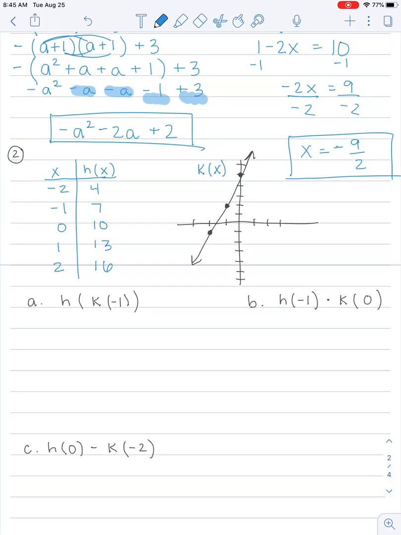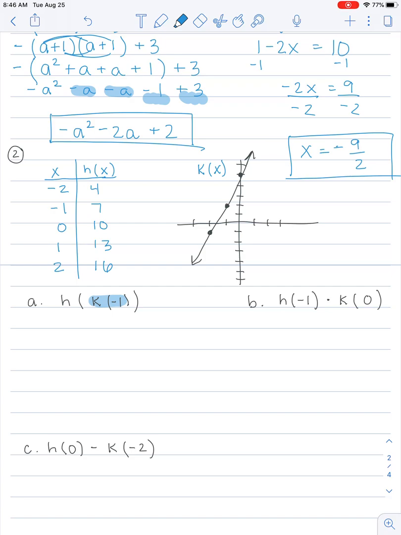All right, so our first problem here, this one looks a little different. It says H of K of -1. So when you see a problem like this, we're going to start from the inside and work our way out. Look at the inside here, it says K of -1. So we have to figure out what K of -1 is. We're going to look at our graph here. K is our graph.